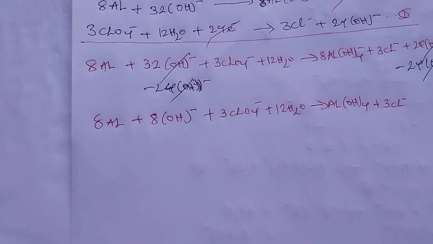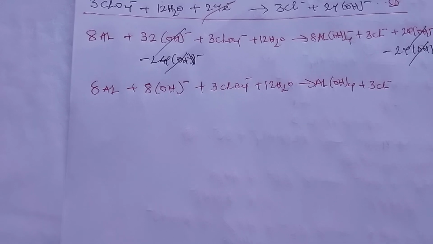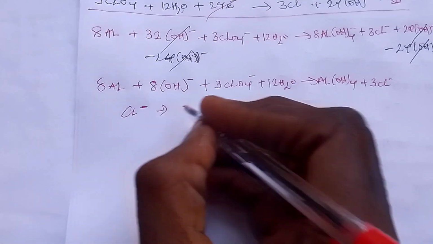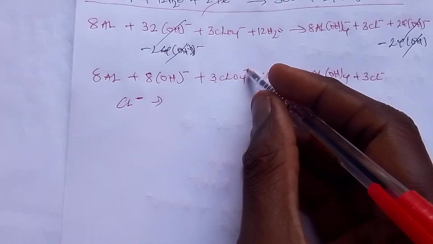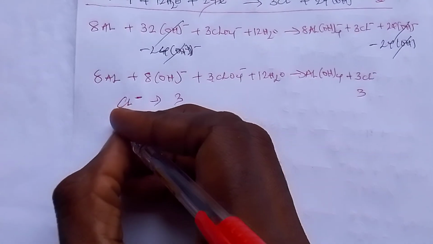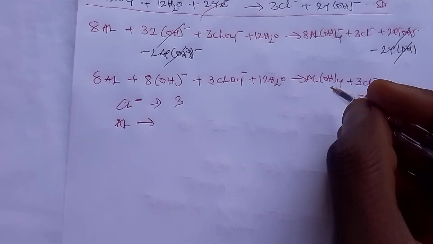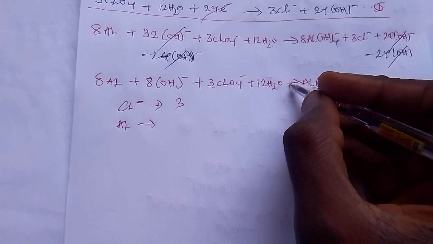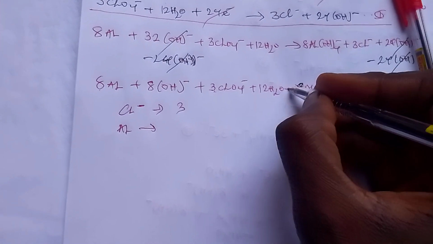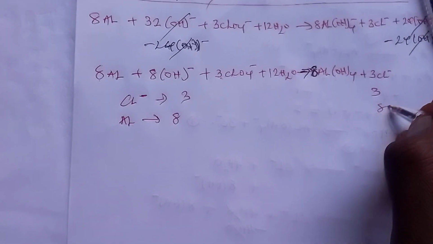All right, let's check whether the masses and the ions are balanced. Now let's start with chlorine. We have 3 chlorine here, 3 here, so 3, 3. The next thing is aluminium. We have 8 aluminium here. Over here we should have 8. Okay, let me bring down the 8. Look at this 8, I lost it, but I'm bringing it down now. We have 8 aluminium here, 8 here, 8 here.